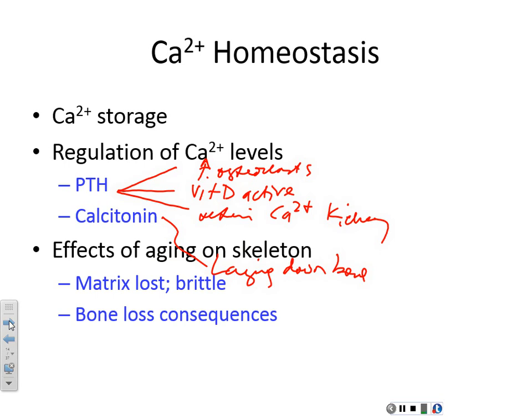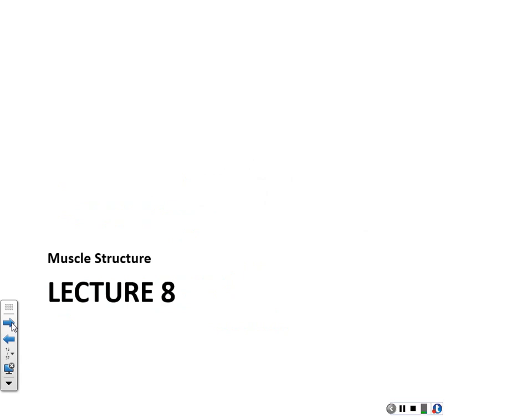So the effects of aging are that the matrix is lost. By the time you're about 50, you've lost about 50%. The bones are more brittle, especially in females, because they reach menopause and there's not enough estrogen to inhibit osteoclasts by killing PTH, parathyroid hormone. Okay, so that's why women tend to have all those cracks, injuries, and whatnot. Okay. So we move on to the next, muscle structure.